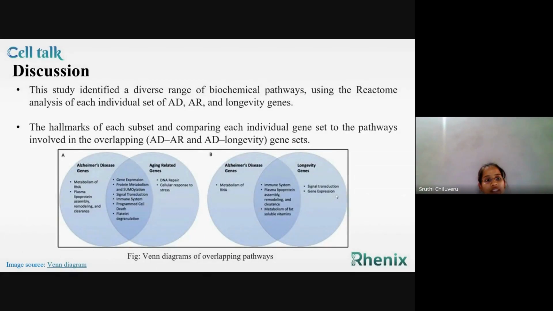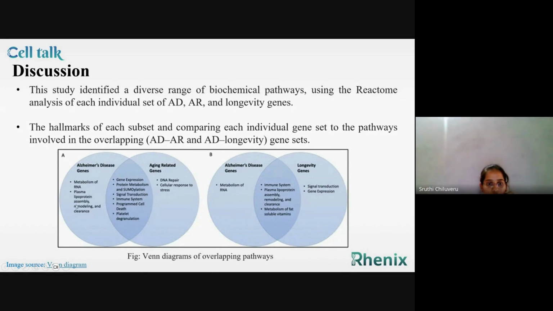Coming to the discussion part, the study identifies a diverse range of biochemical pathways using the Reactome analysis of each individual set of Alzheimer's disease genes, age-related genes, and also the longevity genes. The hallmarks of each subset were identified, comparing each individual gene set to the pathways involved in the overlapping of ADAR and AD longevity gene sets.